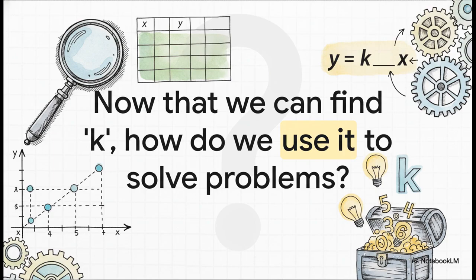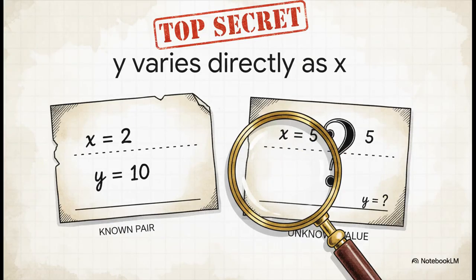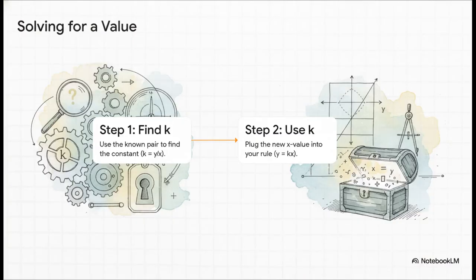All right, so now we know how to identify these things from tables and graphs. That's awesome. But the real power, the reason we care, comes when we start using this knowledge to find missing pieces of information. This is where it becomes a really powerful problem-solving tool. So here's a classic kind of problem you'll see. It tells you right up front that y varies directly as x. That's our big clue. Then it gives you one complete set of information and asks you to find a missing piece of another set.